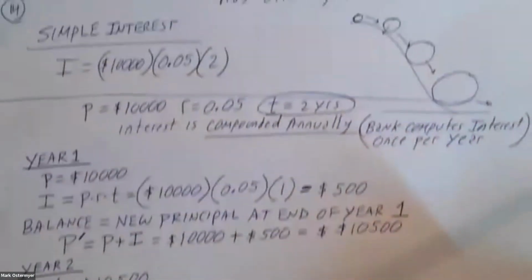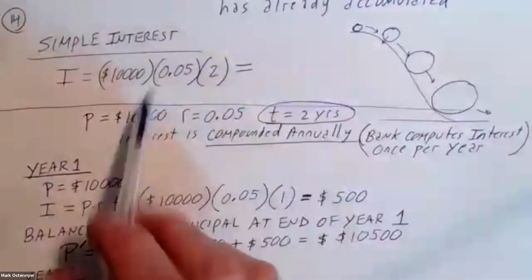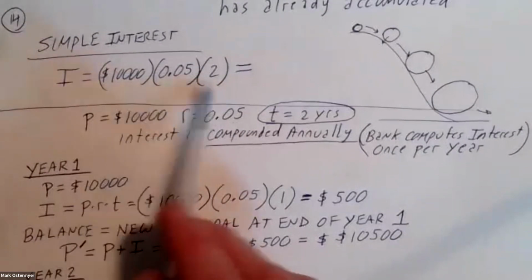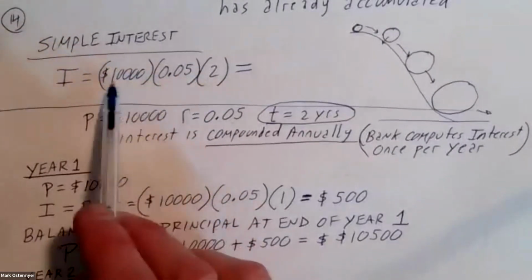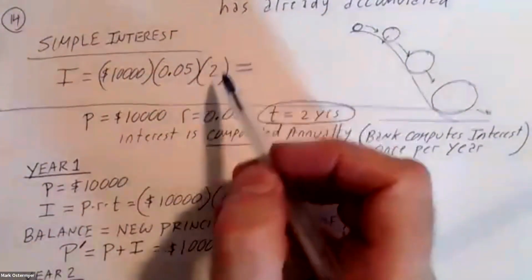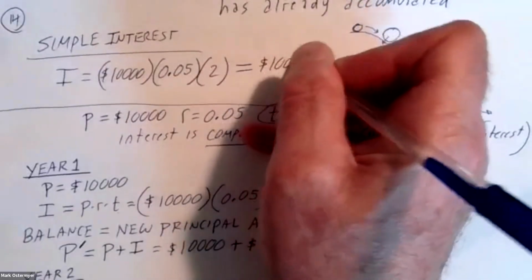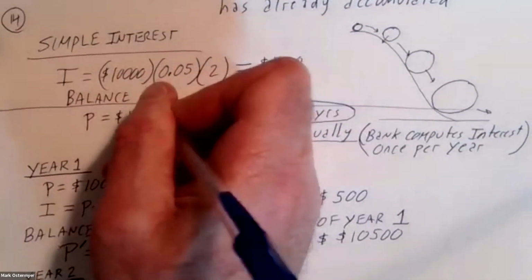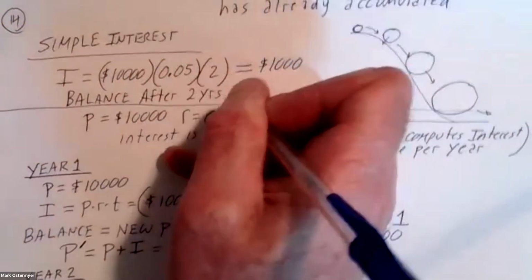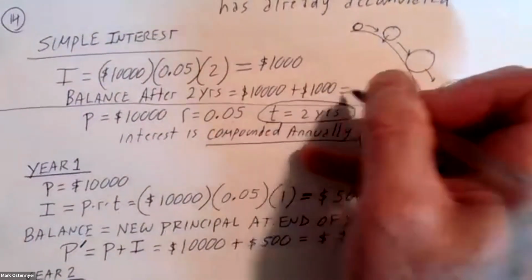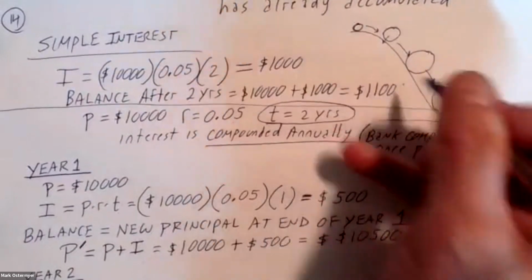Now, if we did this problem with simple interest, ladies and gentlemen, get on your calculator and dial this up. Just multiply all these together. Tell me how much interest we would add on if we leave the money in the account for 2 years with simple interest only. Multiply all this together. What do you get here? $1,000. Yes. $1,000. Okay. So what would be the balance after 2 years if we just had simple interest computed, ladies and gentlemen? Well, that would be $10,000, the principal, plus $1,000. In other words, we would only have $11,000 in our account. Do you agree?